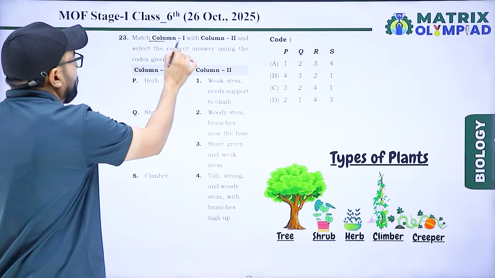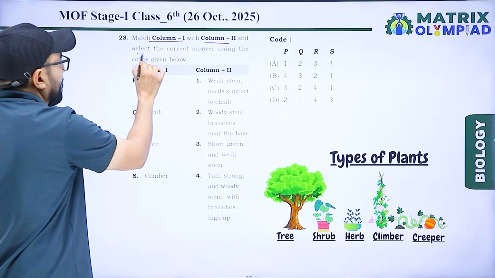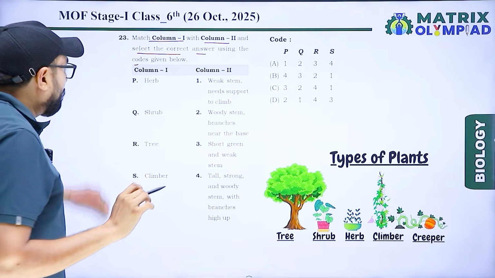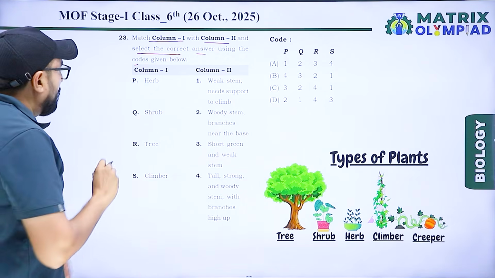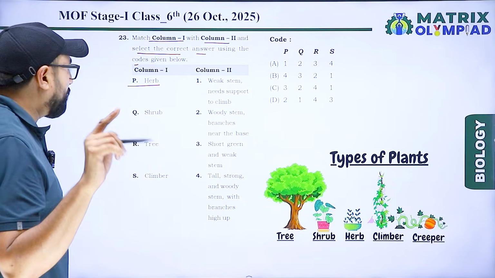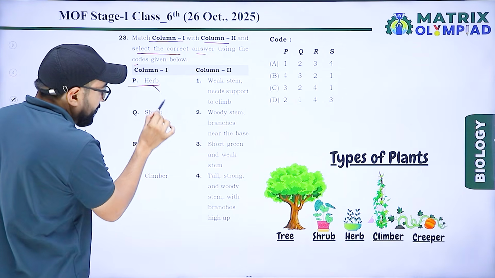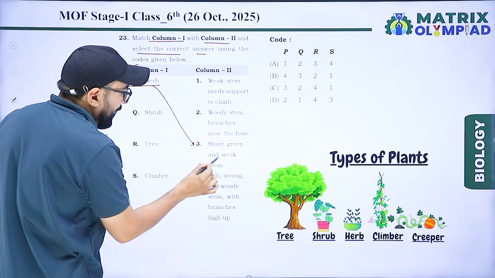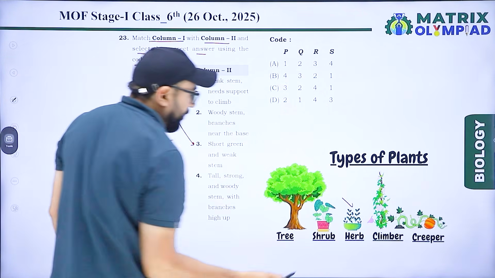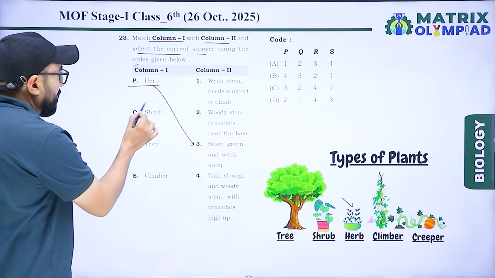Next, match column first and second. Select the correct answer using the code given below. Column first and second. P, herb, matches with column second: short, green and weak stem. Short, green, weak stem is herb.